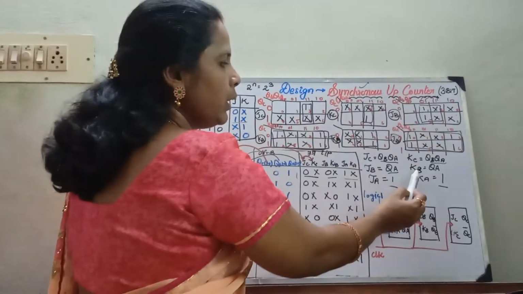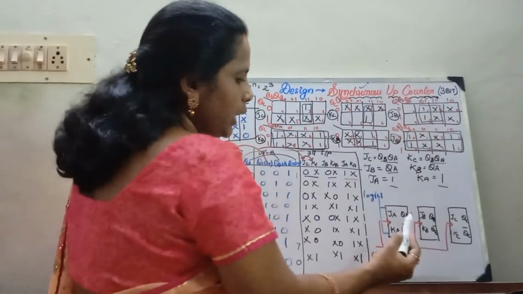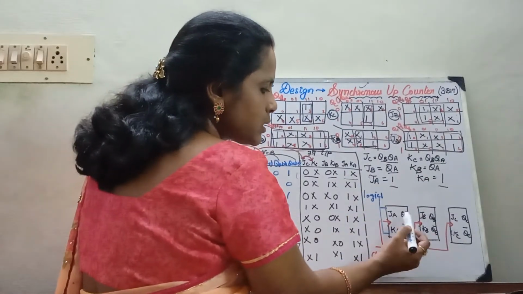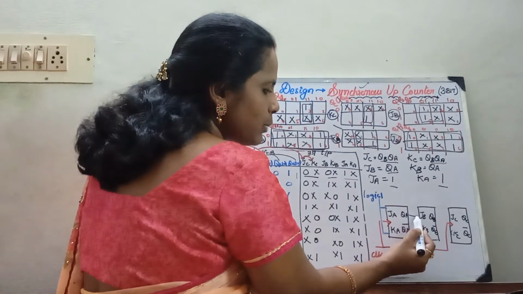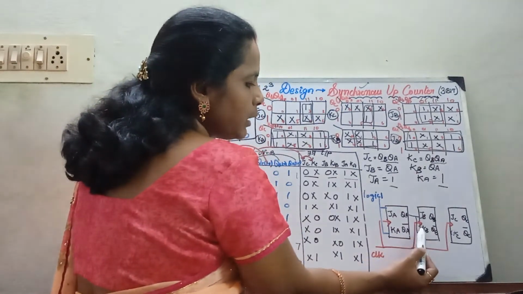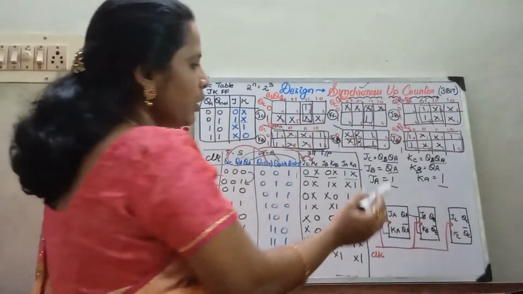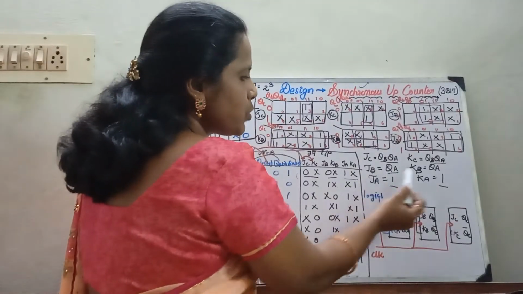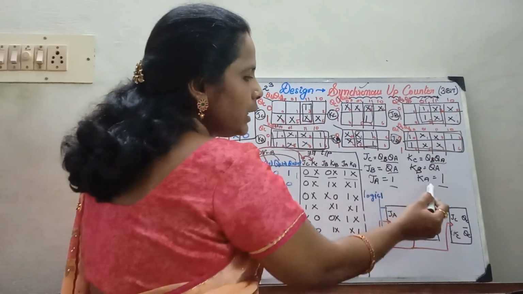Now what is this JB and KB? It is nothing but your QA. So this JB and KB is nothing but QA. So from this I am just going to draw this line. That's all. From QA it is nothing but JB and KB. Okay, so QA corresponds to JB and KB. Now JA and KA, 1 is done.